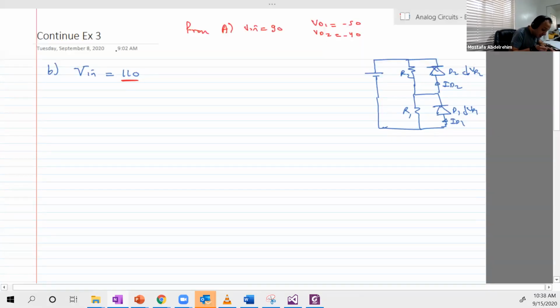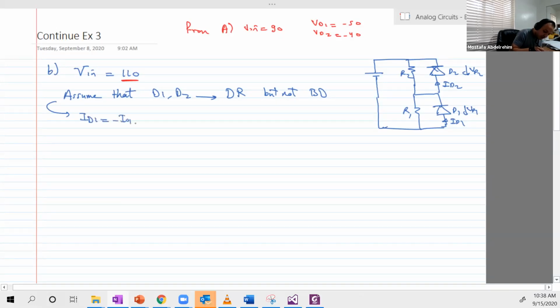So the correct assumption here is to assume again that D1 and D2 are both in deep reverse but not breakdown. And that will again lead us to the same conclusions, but different values because V input has changed. So I D1 will be equal to minus I naught 1, and I D2 is equal to minus I naught 2.